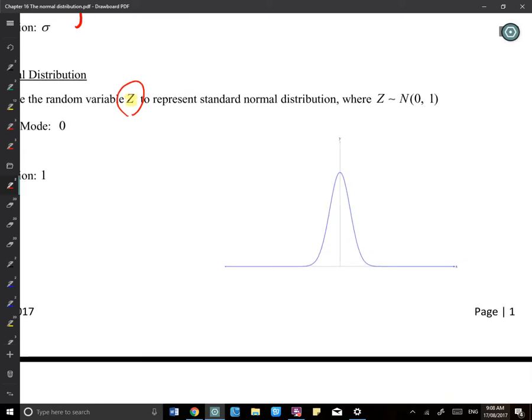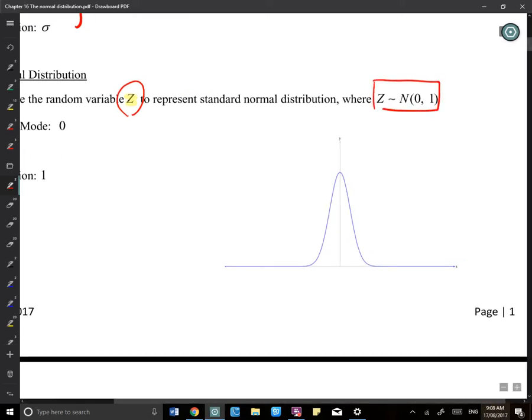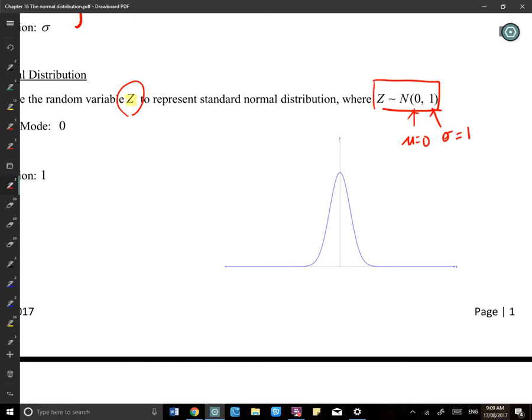So what is a standard normal distribution? It's with mu equals 0 and sigma equals 1. That is a standard normal distribution. So with mean 0 and standard deviation 1, that's called a standard normal distribution. We use that a lot for next session. But we must remember what's the standard normal, with mu 0 and standard deviation 1.